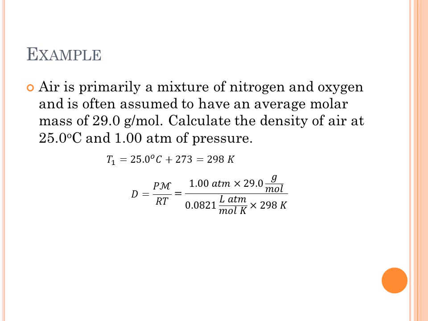1 atm times 29 grams per mole divided by 0.0821 liter atm per mole Kelvin times 298. Everything cancels but the grams and the liters, so it's 1.19 grams per liter. But notice the volume unit is bigger. Normally we do density in grams per milliliter, but gas densities are often in grams per liter.